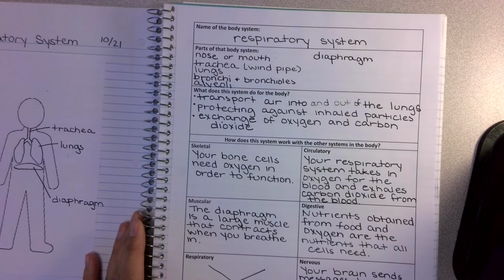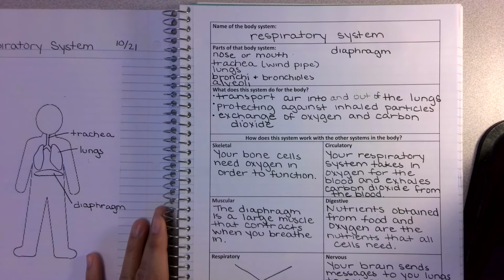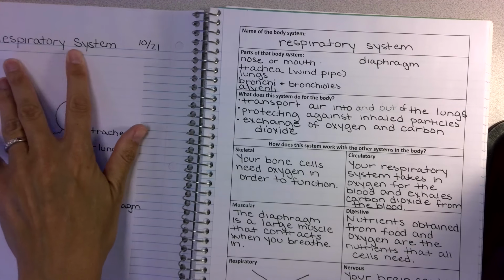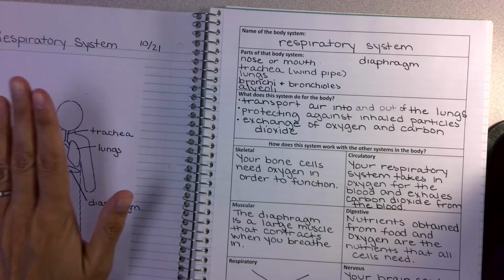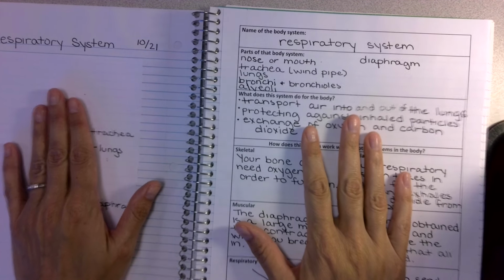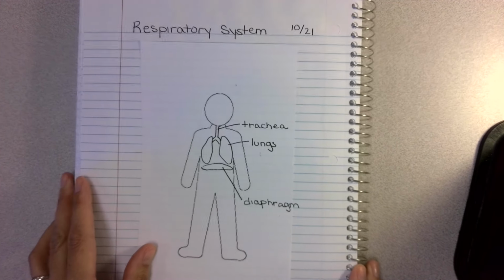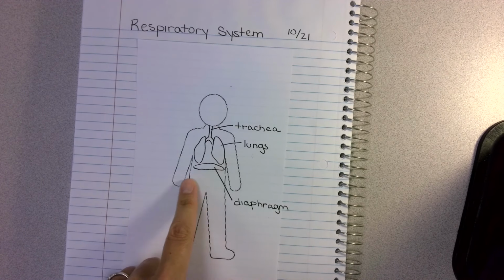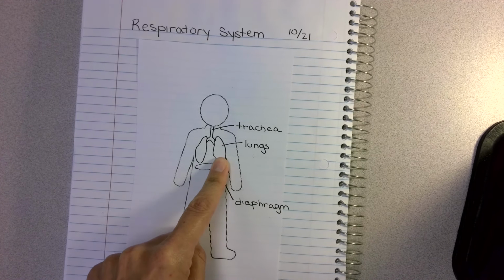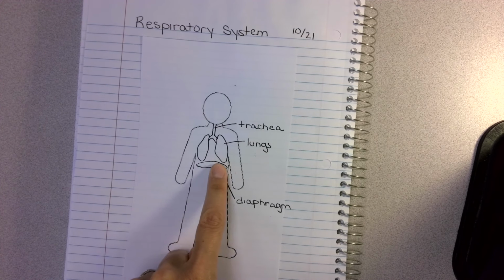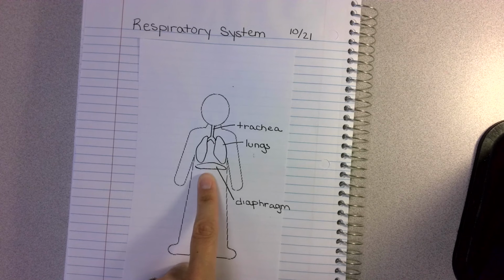Okay, so today you watched a video on the respiratory system. So again, I put respiratory system as my title and today's date. I put my little guy on this side and my notes on this side so I can see them both together. Let's go over the little guy first. All right, so the parts of my respiratory system, I have my lungs and my trachea coming down, my windpipe, and then this big muscle on the bottom called your diaphragm.